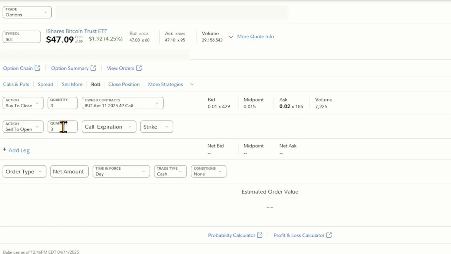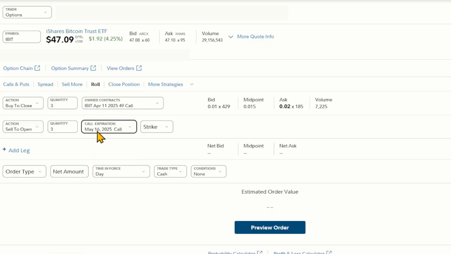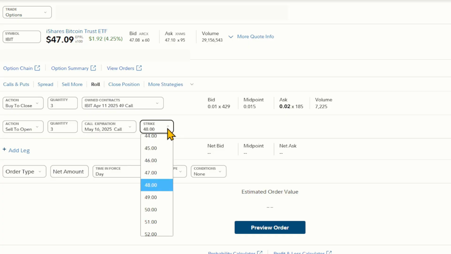The question is, what strike price do I want to sell those contracts at? So again, I'm working at rolling out my positions right now with IBIT. That's why we're seeing examples of IBIT, but whatever you're trading against, that's up to you. In this case, I'm going with the May 16th expiration, like I've talked about, and I'm going to pick a strike price. Okay, so completely flexible and up to you whether you're going to take in credit.